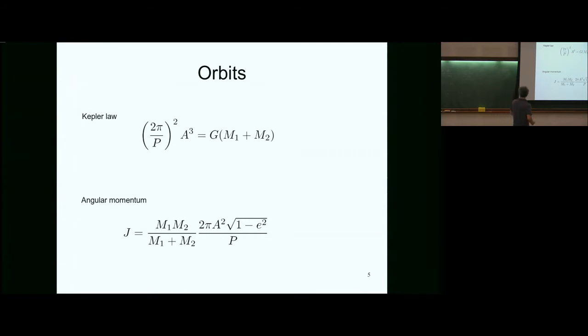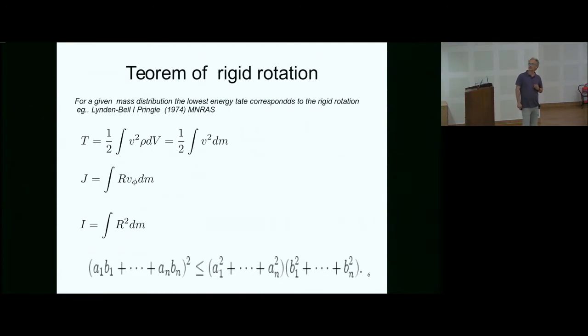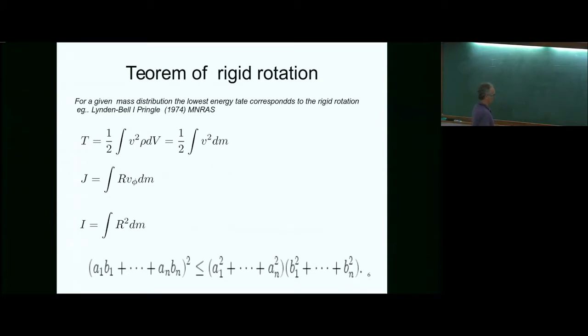So there is this theorem that, for a given mass distribution, the lowest energy state corresponds to rigid rotation, and let me just try to prove it. Suppose that we define a system that has some distribution of mass, then its moment of inertia will be equal to the integral of r squared dm.